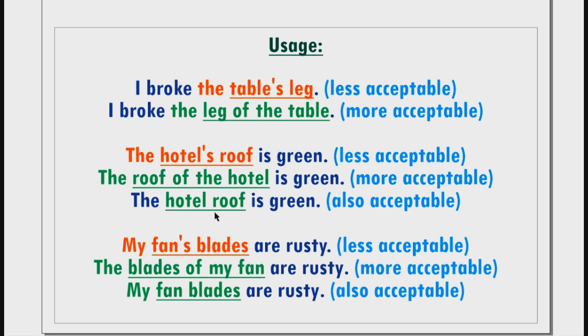We can also say the hotel roof is green. In this case, there is no apostrophe and a letter S. The hotel roof is green. This is also acceptable. My fan's blades are rusty. This is less acceptable. The more acceptable form is the blades of my fan are rusty. Or we can say my fan blades are rusty. Just here we can see that there is no apostrophe and the letter S. My fan blades are rusty.